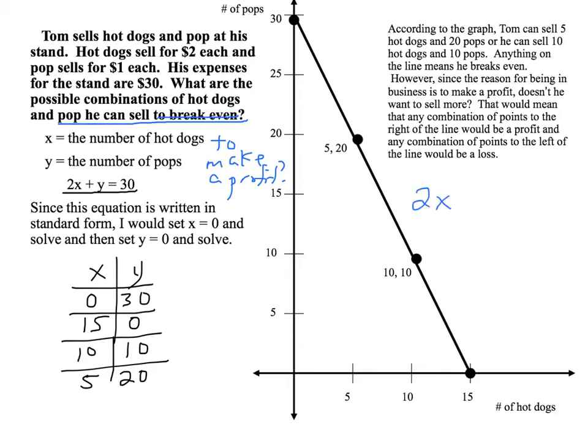Now I still have 2x + y, but instead of equal to 30, I want to know the possible combinations so that he makes more than $30. So any point that is on this side of the line means he's going to make a profit. Any point that's on this side of the line means he's going to be operating at a loss. And once again, any point that's on the line means that he is going to break even. This is really the idea behind inequality graphing.